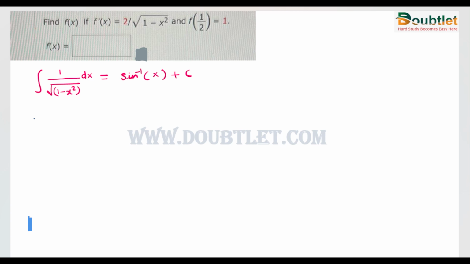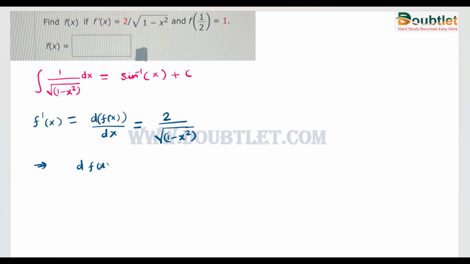So, here what we need to do, we can write f dash x as d of f(x), meaning differentiation of f(x) with respect to x. We can write this f dash x as 2 divided by under root of 1 minus x square. Now, if we cross multiply this, we can write this as d of f(x) is equal to 2 dx divided by under root of 1 minus x square.